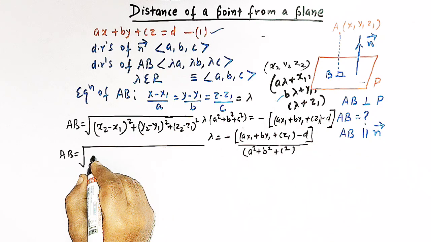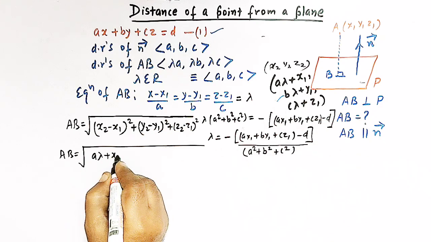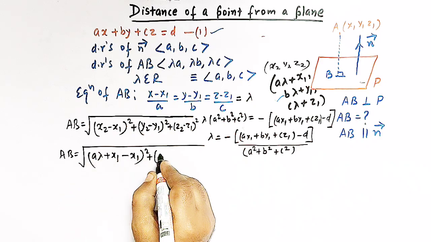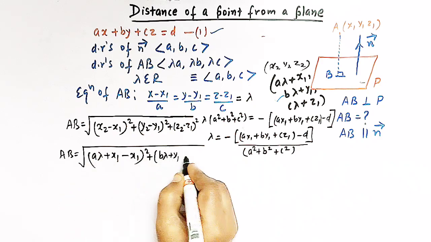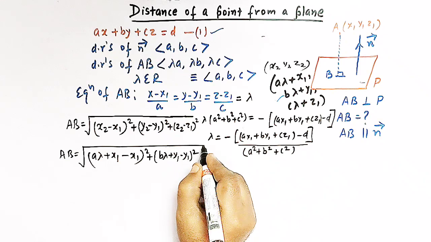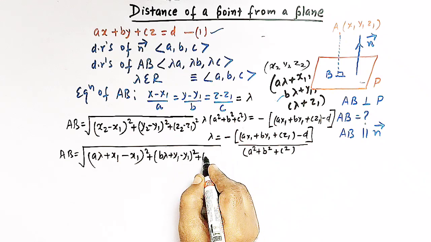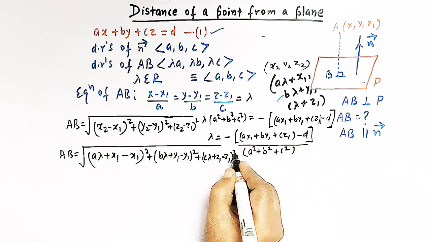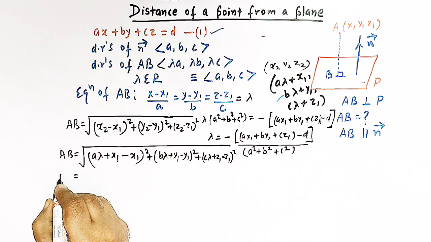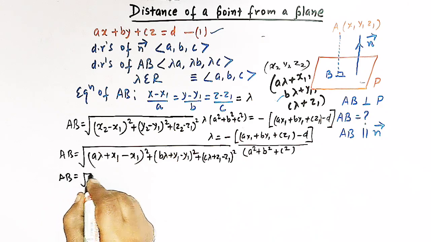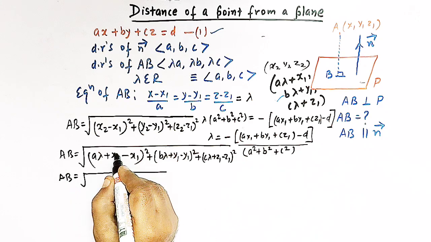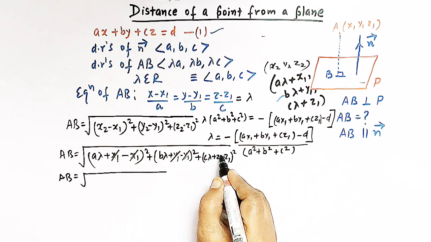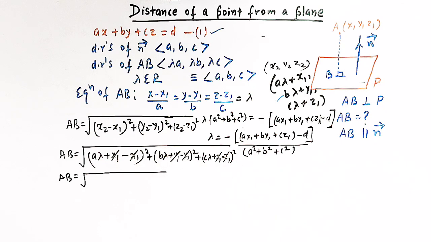So x2 is a lambda plus x1 minus x1 and square. Then we have b lambda plus y1 minus y1 square, and then we have c lambda plus z1 minus z1 whole square, right? So we can now write AB is equal to square root of here x1 and x1 get cancelled, y1 and y1 get cancelled, z1 and z1 also get cancelled.